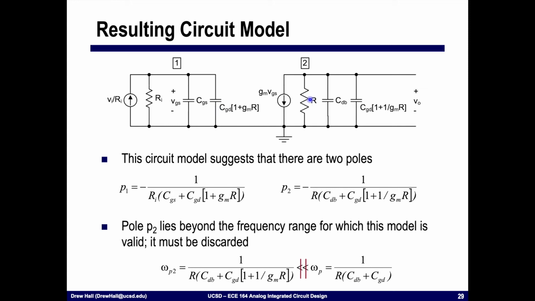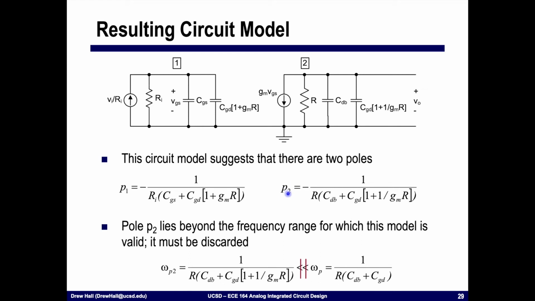And I have a pole at the output due to the output impedance and the combination of these two capacitances. And so I can put these together into the two poles that I'm listing here. And as we showed earlier, the dominant pole is typically going to be the input pole. It's a little bit dependent on the circuit, and I'll talk about that a little bit later on. And our non-dominant pole, or the higher frequency pole, is going to be P2 at the output.